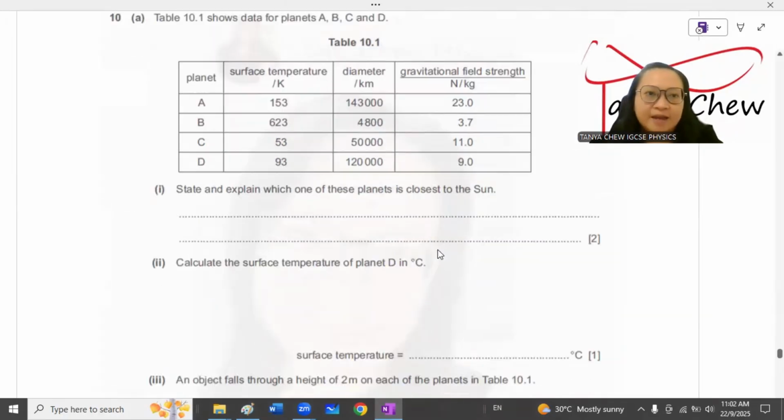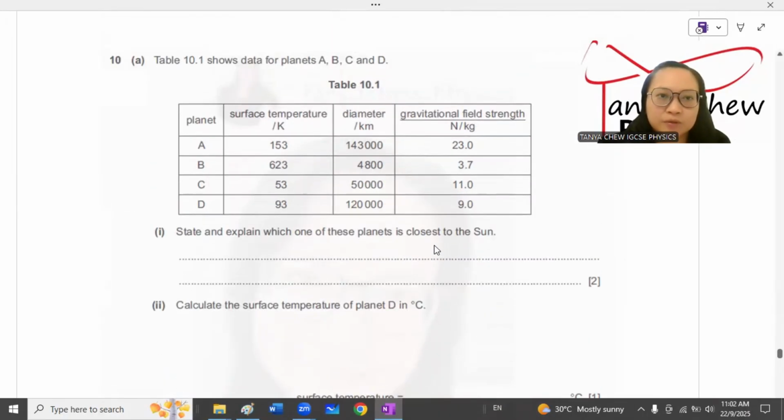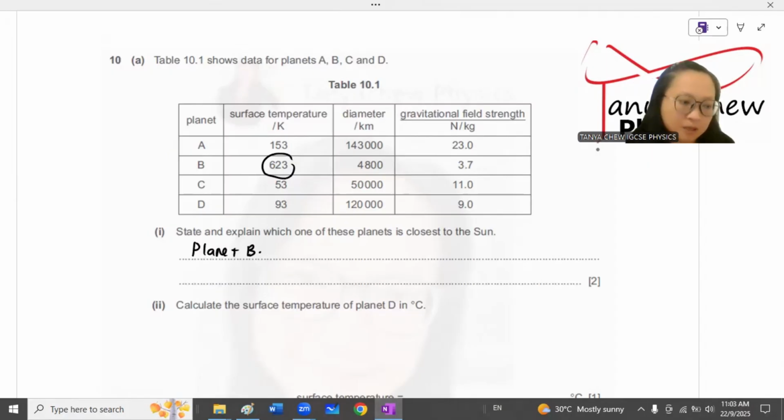Okay, now 10A. Table 10.1 shows data for planets A, B, C, and D. First part, state and explain which one of these planets is closest to the sun. Now, closest to the sun, the surface temperature must be the hottest. So the hottest one is B, 623. So I will say Planet B. The surface temperature is the highest. That means it is very close to the sun. It will get most heat from the sun.